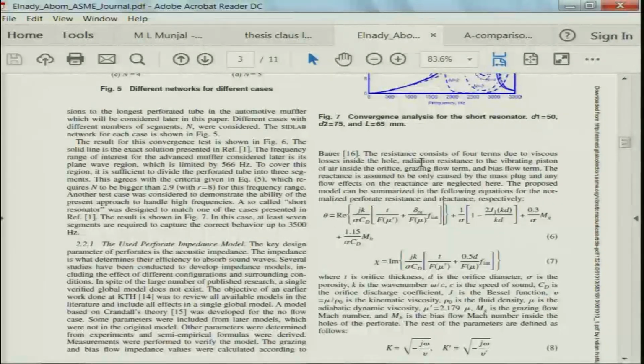One is clearly the radiation resistance of the vibrating piston. So, you model the air column inside the orifice as a vibrating piston, and then the radiation impedance is given by 1 by sigma, or porosity, and here J1 is the Bessel function of the first order and first kind. Again sigma is the porosity, mg is the grazing flow, the flow that just touches the perforates and does not really cross it, and mb is the flow that goes through the duct. So, this formula really combines the mean grazing and bias flow.